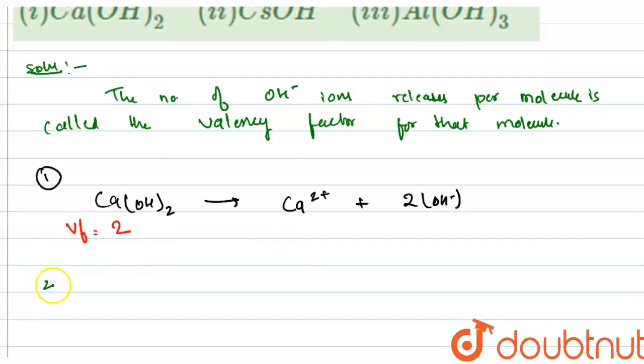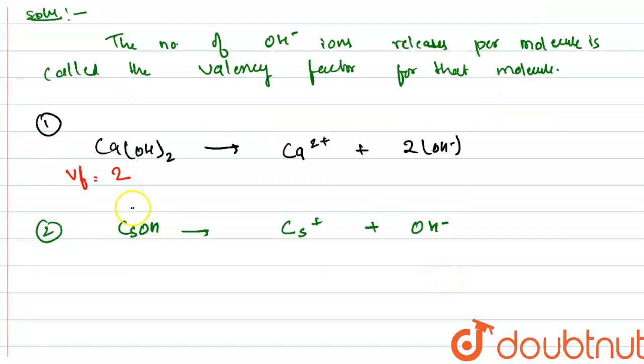The second one is CsOH, cesium hydroxide. So CsOH dissociates into Cs positive and OH negative ion. So as you can see that for one molecule of CsOH there are 1 OH minus. Therefore valency factor for this base is equal to 1.